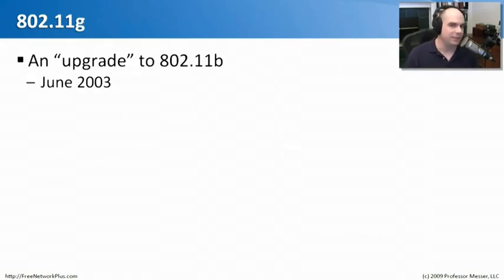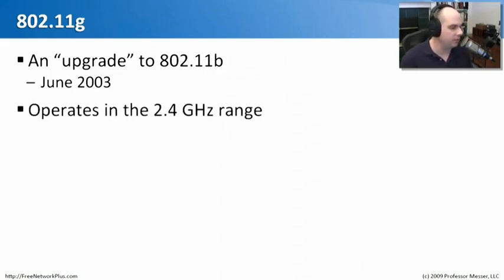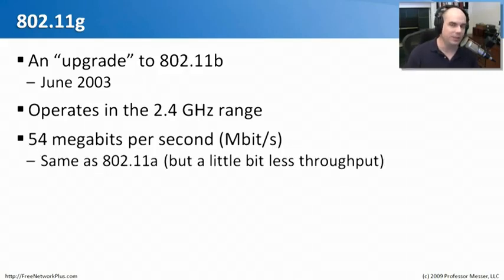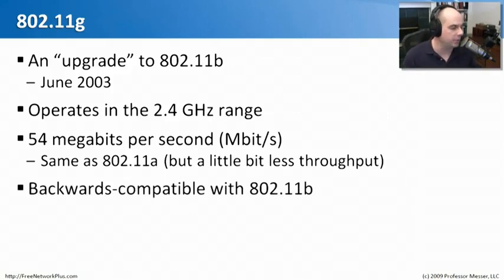802.11g came out as what you might think would be an upgrade to 802.11b. It came out in June of 2003. It again operates in the 2.4 gigahertz range, but is much faster. We're running now at 54 megabits with 802.11g, which means it's the same speed as 802.11a. Even some of the signaling that it uses is very similar, but there's a little bit less throughput because 802.11g needed to be backwards compatible with 802.11b. So it takes a little bit of a hit from a total throughput perspective, but the total data rate is 54 megabits per second. That's the number you need to remember for your Network Plus exam.